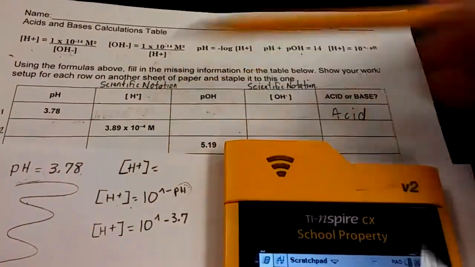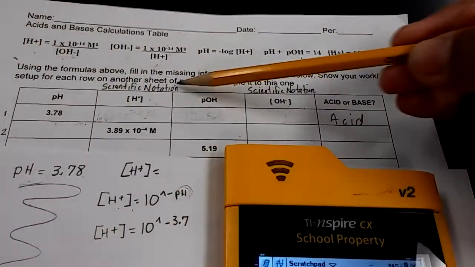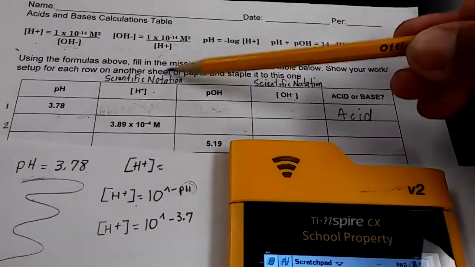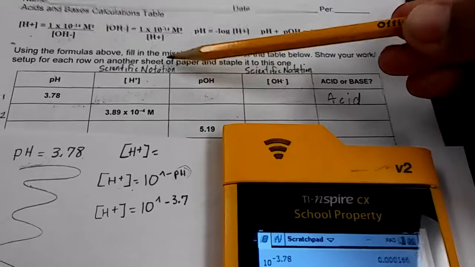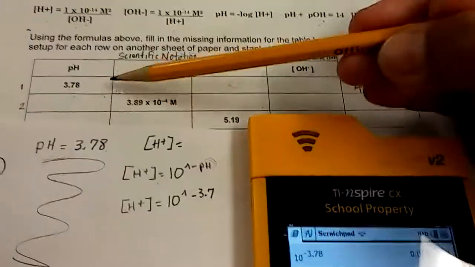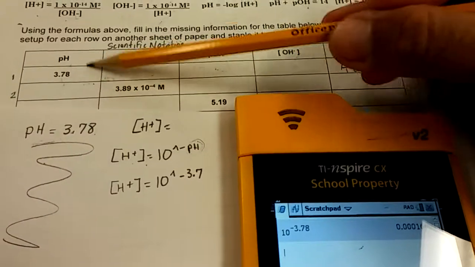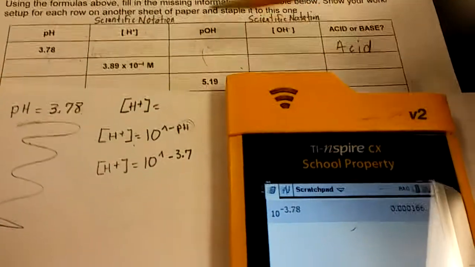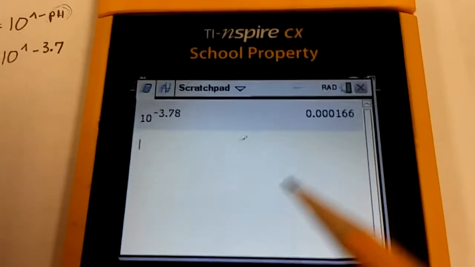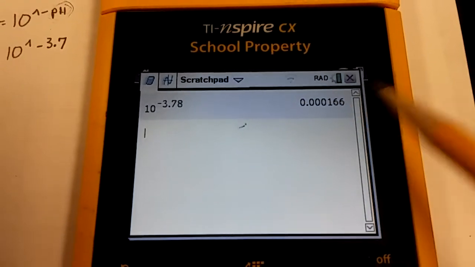Anytime you're calculating your hydrogen ion concentration or your hydroxide, I need those numbers in scientific notation. So I went ahead and put that there as a reminder, which you can do that as well on your paper. If it's a pH or pOH, then you're going to put it in standard form, numbers that are not in scientific notation. So in this situation, we're going to do it by hand to place it in scientific notation.